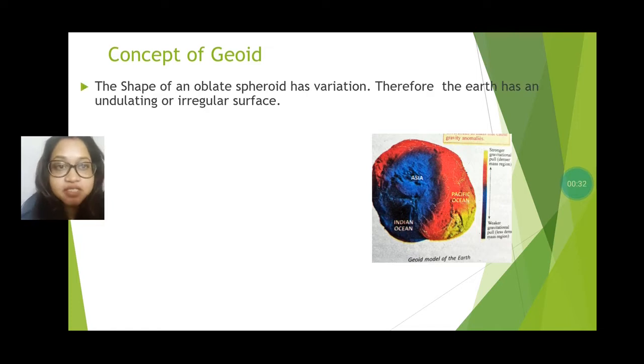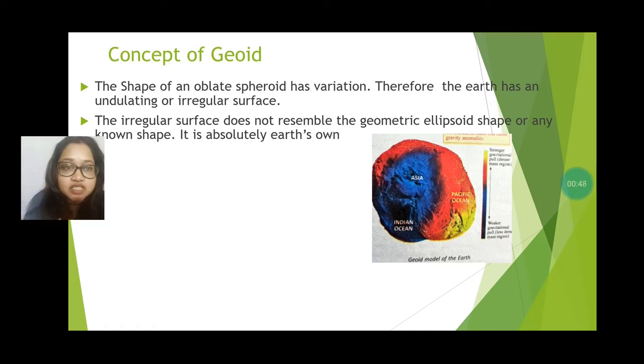Let's start. First, we will discuss the concept of geoid. The shape of the Earth is of late period, but there are so many variations. There are so many landforms, and they are not all equal. They have their variations. The surface is not a plain surface. The surface does not resemble the geometric ellipsoid shape or any known shape. But the Earth absolutely has its own shape, and this term is known as geoid.